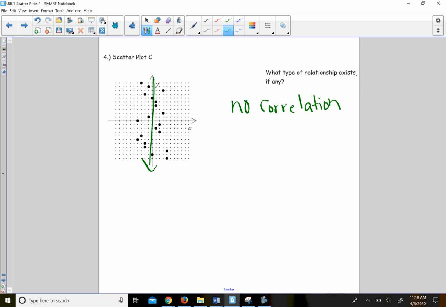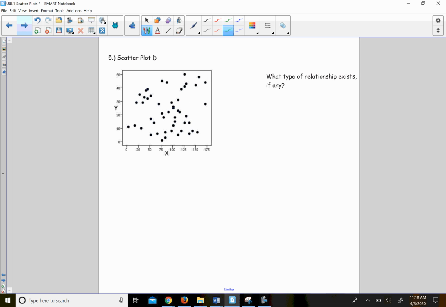And remember, at any point you can pause to try a question on your own first before I go over it. You can rewind to see something again. You always have those options. All right, number 5, what relationship exists here?